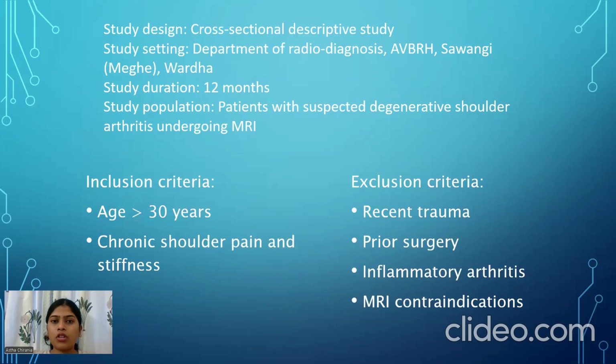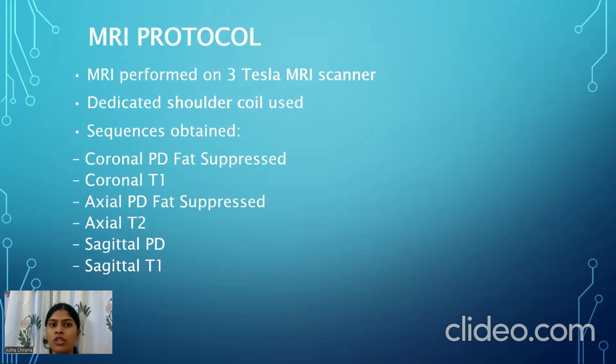It is a cross sectional descriptive study which was conducted in the Department of Radiodiagnosis, JNMC Vardha. The duration was 12 months, and patients presented with suspected shoulder joint arthritis undergoing MRI. The inclusion criteria include age more than 30 years who presented with chronic shoulder pain and stiffness, and the exclusion criteria include recent trauma, prior surgery, inflammatory arthritis, and any contraindication to MRI.